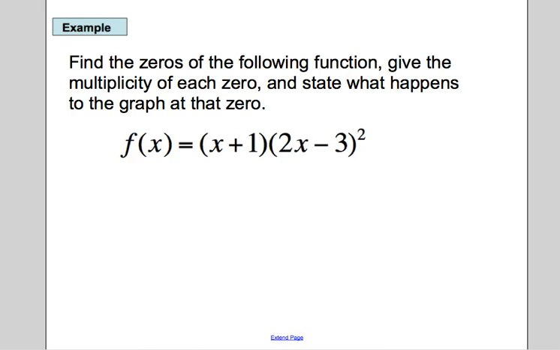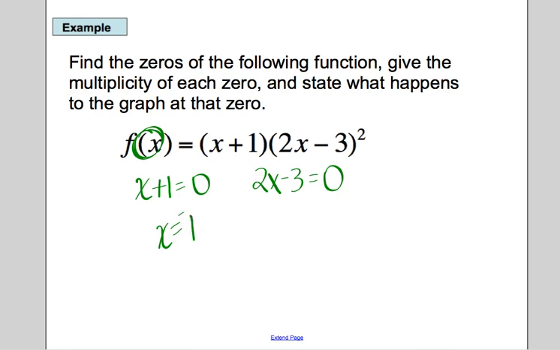So let's just take a look here. We want to find the zeros of this function, and then we want to know what's going to happen there. The nice thing is we're already in factored form. So we just need to make the y equal to 0 and use our zero product property. So we'll have x plus 1 equals 0 and 2x minus 3 equals 0. When I solve the first one, x equals negative 1. Now, we only have one factor of that because it doesn't have an exponent. The exponent is 1. So that means at x equals negative 1, the graph is going to cross there. It's going to cross over the x-axis.